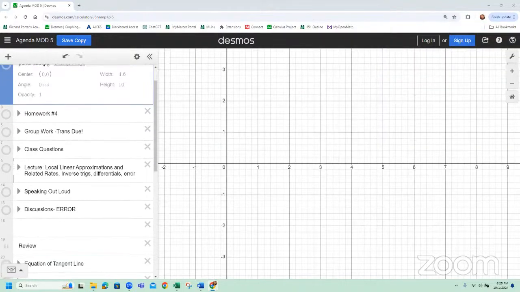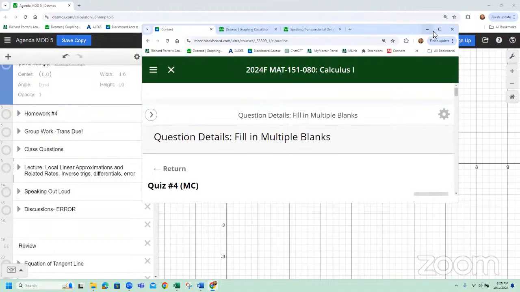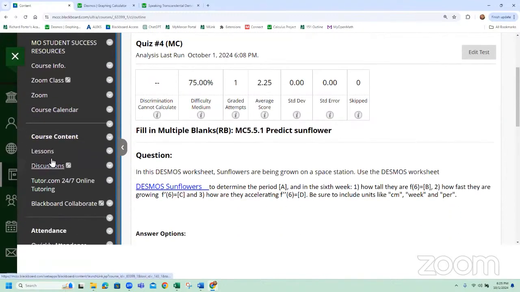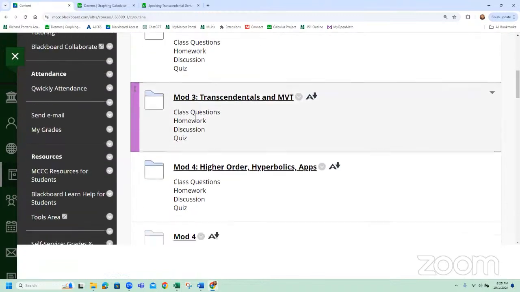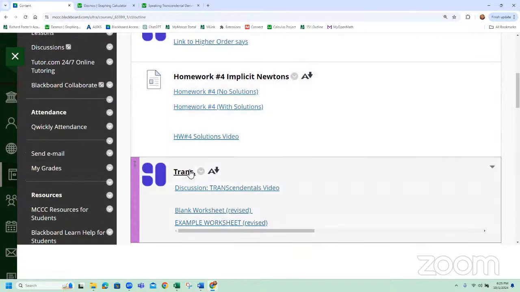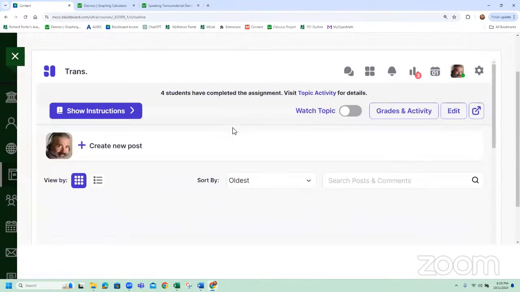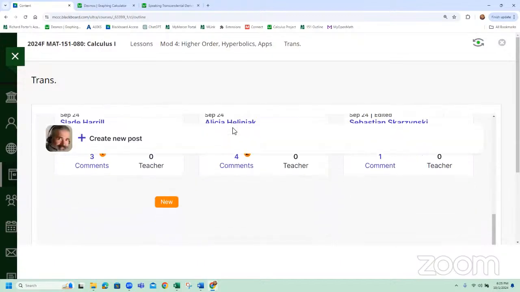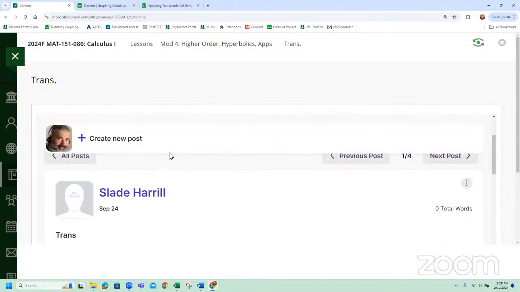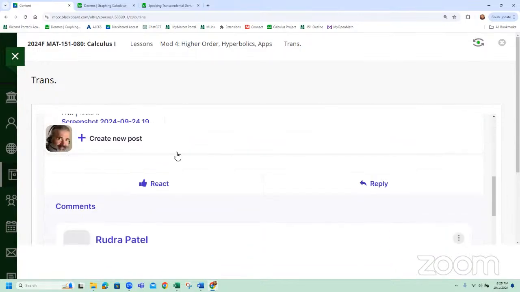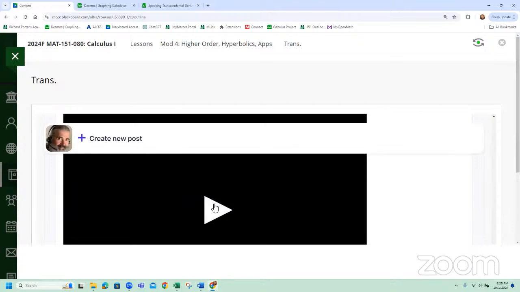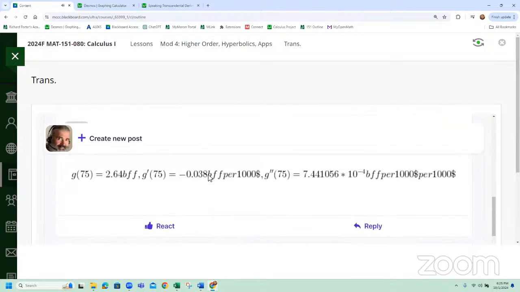And so that was homework. So what about the group work? Take it back, open it up. Let's take a look at the group work and see what you did. So you have group work today. Module 4 group work is on transcendental derivatives. Okay, we got 4 groups. So let's try Slade's group first. Okay, let me see what Garv is saying.